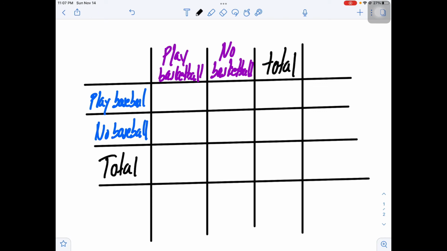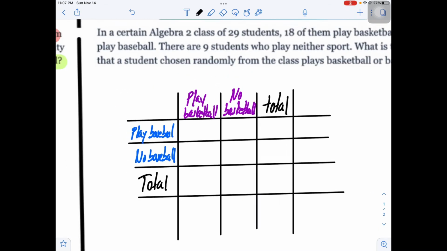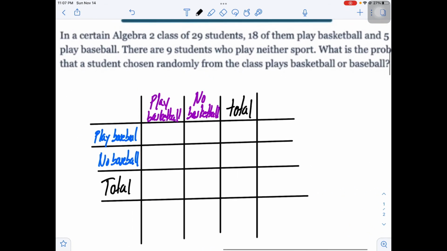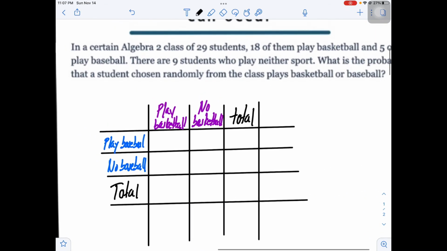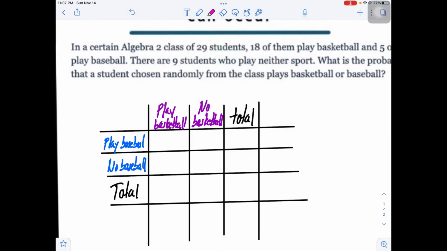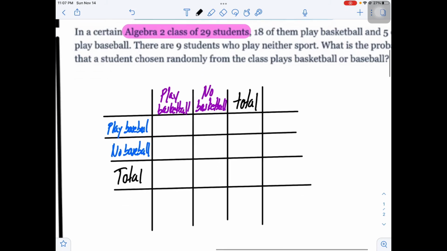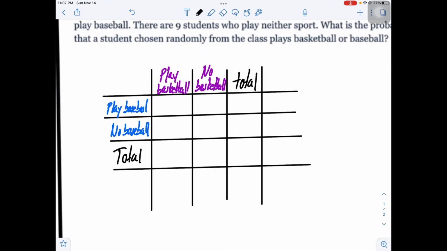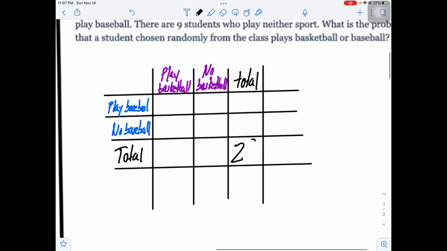So let's fill in the information that we have. So let's see, let us highlight here. So it says, in a certain Algebra 2 class of 29 students. Okay, so we have 29 total students. So total goes right there, right? So 29 goes there.